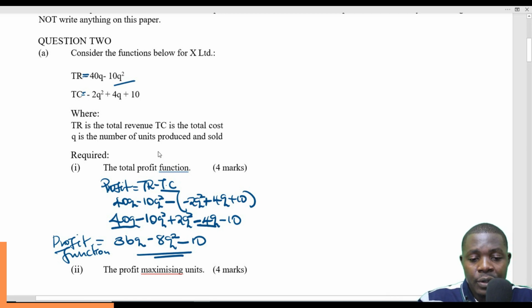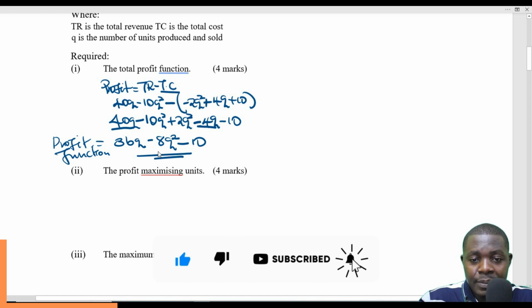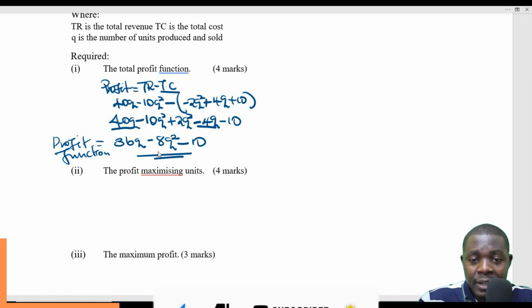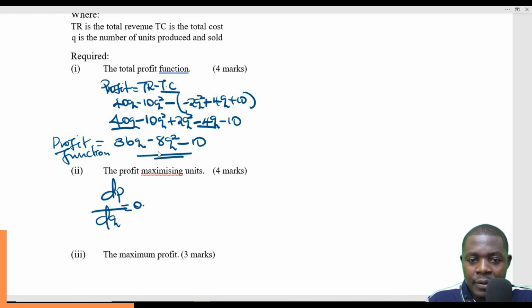Then number 2, we are told profit maximizing unit. What we need to do is find the value for Q. How do we get the value for Q? We differentiate the profit function, saying that the change in the profit over the change in the quantity should be equal to 0. Now therefore we differentiate this function, whereby we are going to have 0 is equal to 36Q.